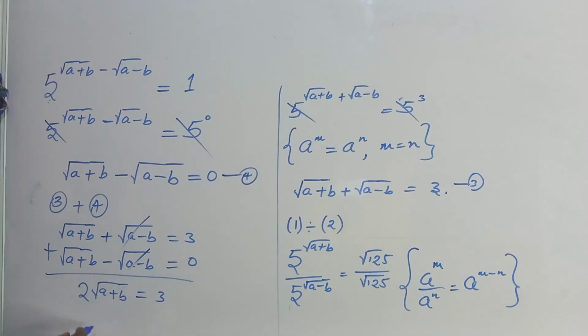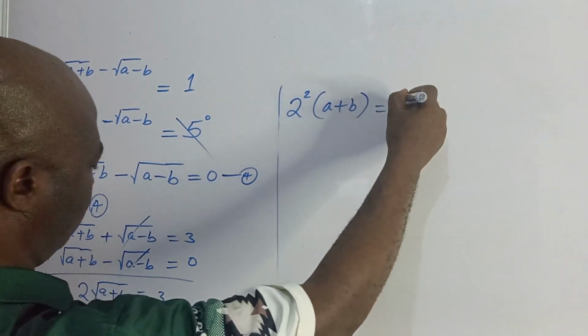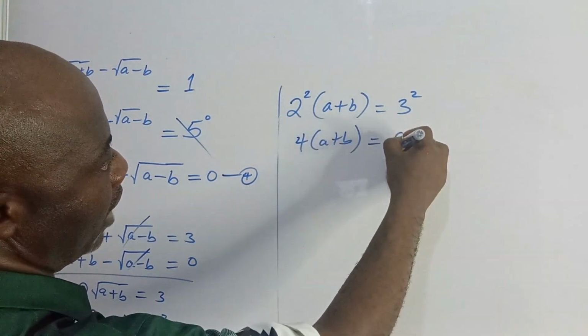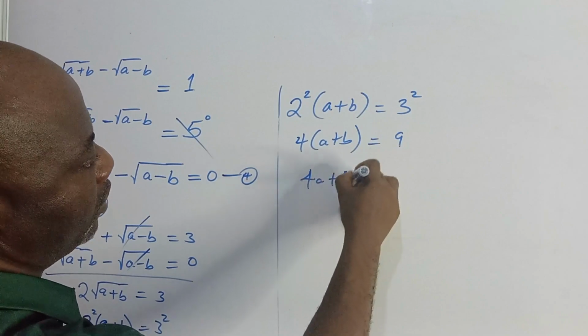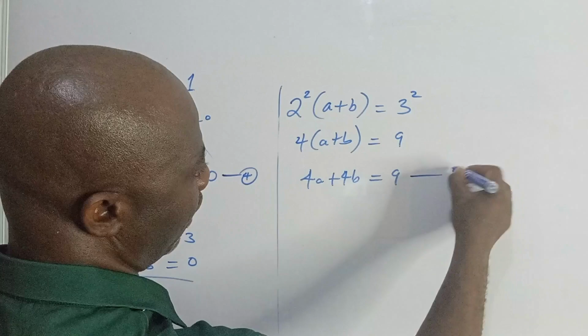If you take the square of both sides, I'm going to get 2 squared into A plus B equal to 3 squared. When you take the square, the square and the square root eliminate. So we have 2 squared into A plus B equals 3 squared, so 4 into A plus B equal to 9. So we have 4A plus 4B equal to 9. We're going to call this equation 5.